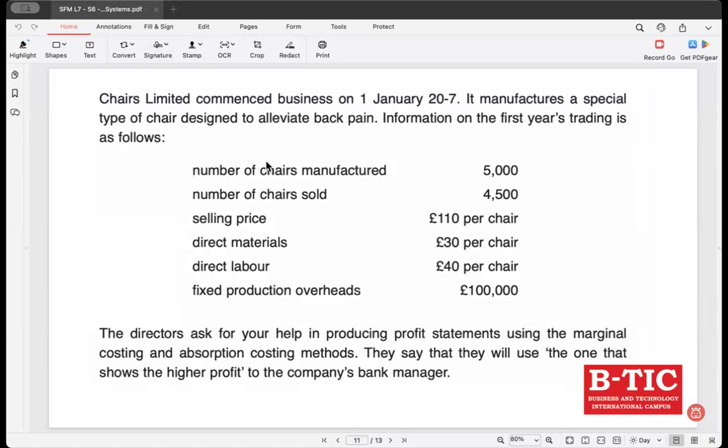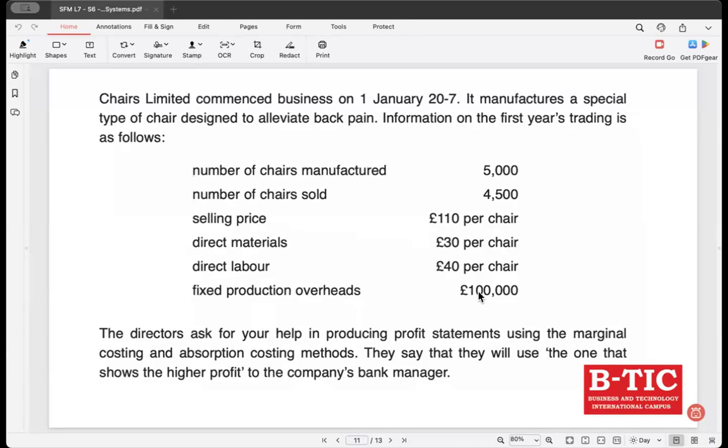Right. Chairs Limited commenced business on 1st January 2017. It manufactures a special type of chair designed to alleviate back pain. Information on the first year's trading is as follows. Number of chairs manufactured, 5,000. Number of chairs sold, 4,500. Selling price, £110 per chair. Direct materials, £30 per chair. Direct labor, £40 per chair.